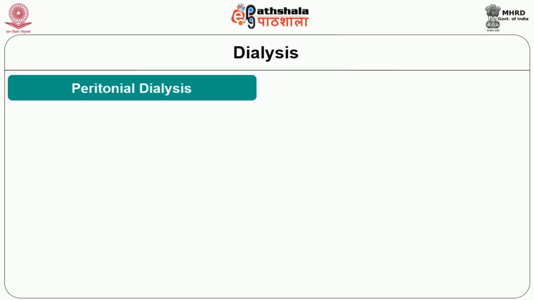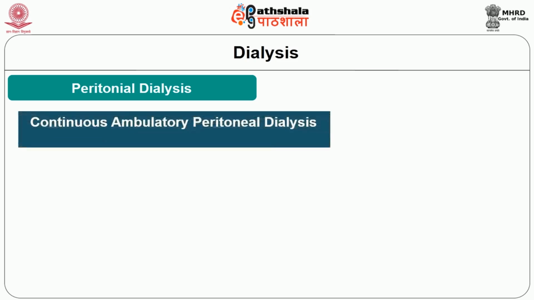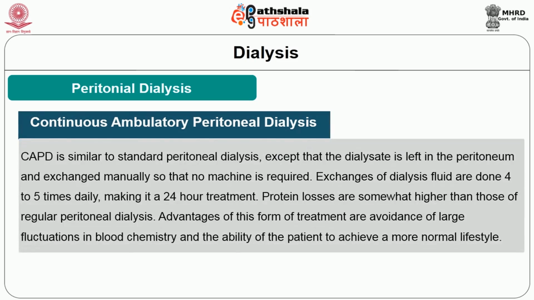The other type, continuous ambulatory peritoneal dialysis, is similar to the standard peritoneal dialysis, except that the dialysate is left in the peritoneum and exchanged manually so that no machine is required. Exchanges of dialysis fluid are done 4 to 5 times daily, making it a 24-hour treatment. The protein losses are somewhat higher than those of regular peritoneal dialysis.